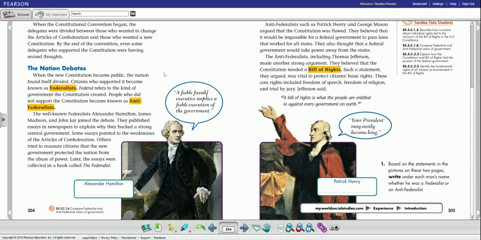So for the first question, you're going to write whether you think these gentlemen are Federalists or Anti-Federalists. To figure out what those are, you need to go ahead and read this first paragraph over here, and then you'll just write Federalist or Anti-Federalist. You can also look at these quotes here, and that gives you a big clue as well about how these gentlemen felt about the Constitution.